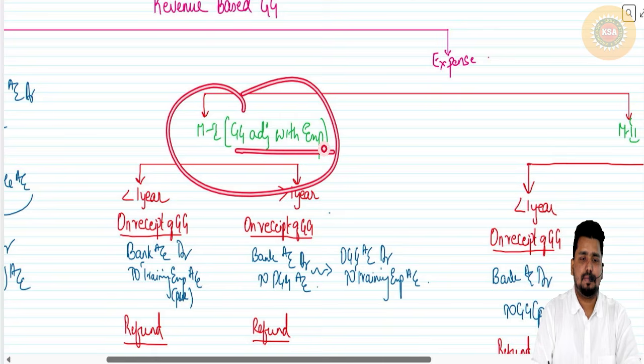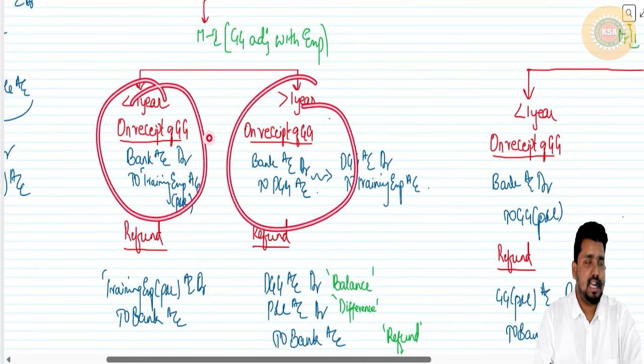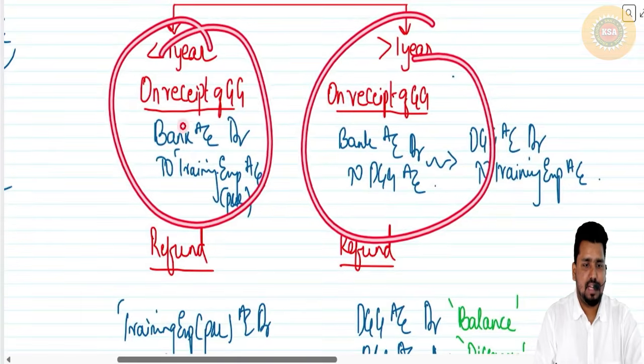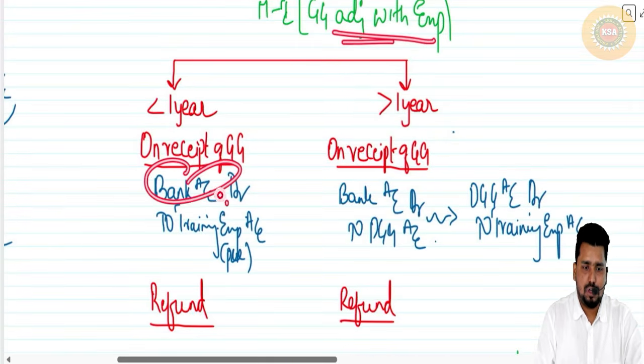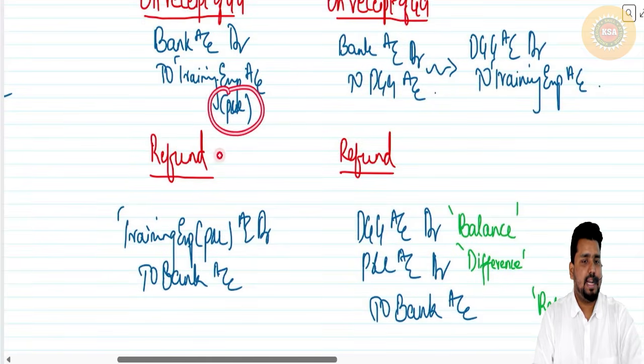First method. What is the first method? Government grant adjusted with the expense. Condition can be less than 1 year, more than 1 year. Less than 1 year means, if I am adjusting, bank to training expense, which is closed and taken to P&L. If I refund, what I should do? P&L to bank. Clear?